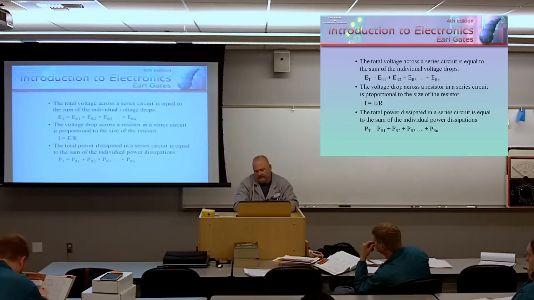Total power in a series circuit or parallel circuit or complex circuit. Power is additive. PT is equal to PR1 plus PR2 plus PR3 plus PR4. Just add up all the power. And that's going to give you your total power.